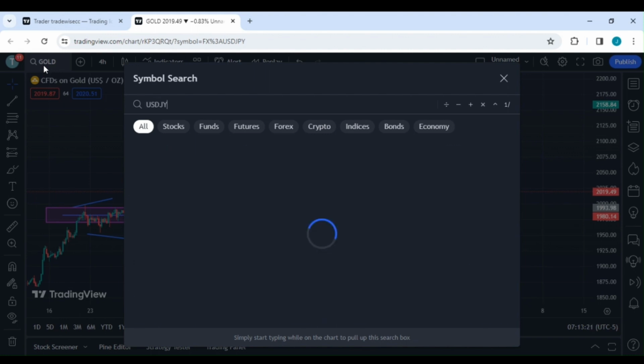So we can go to the next one. Oh, we skipped USDJPY. We're supposed to start with USDJPY.